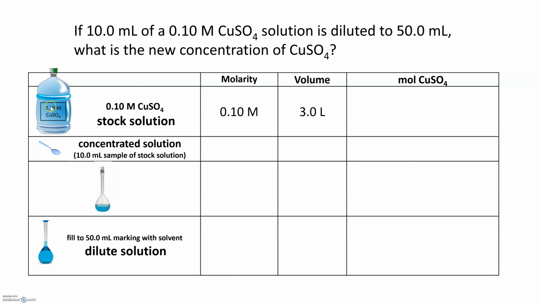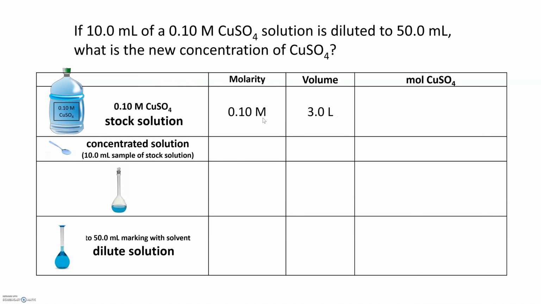So we'll start with our big jug of stock solution. This is a pretty typical process in a lab. It will be much easier to make a huge amount of a concentrated solution and then dilute it as you need it to go along, rather than constantly making new solutions. So we'll start with the concentration, the molarity of our stock solution, 0.10 moles per liter. And the volume is 3 liters. So how many moles of copper sulfate are in our original container there? Well, we can do the math, and there are 0.30 moles.